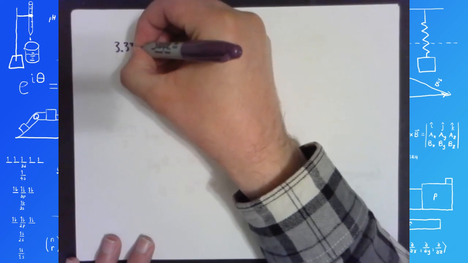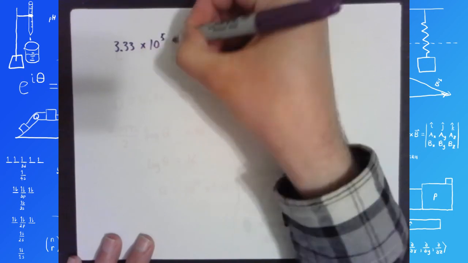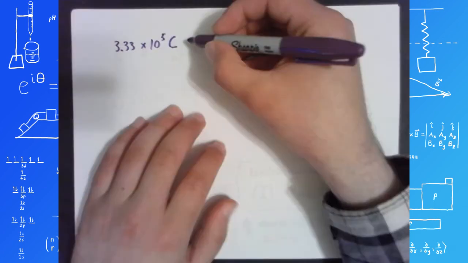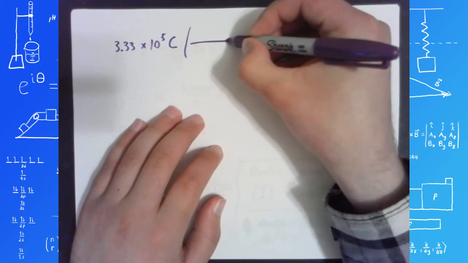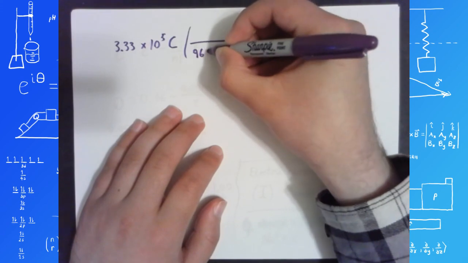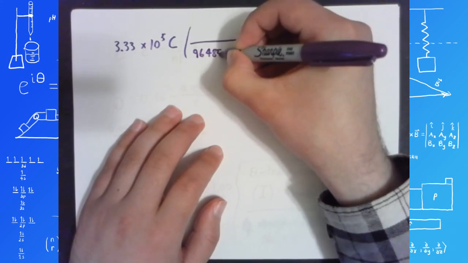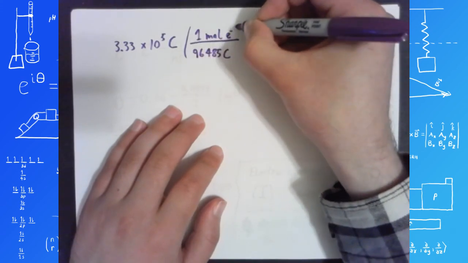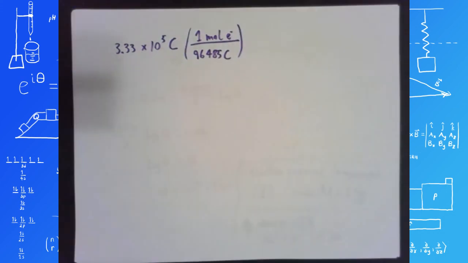So if we've got 3.3 times 10 to the 5 coulombs of charge that were run through this electrolytic cell, then I know that every 96,485 coulombs of charge is 1 mole of electrons. And, you know what? I don't want to do lithium after all. Let's do the aluminum chloride, and I'll focus on the aluminum.